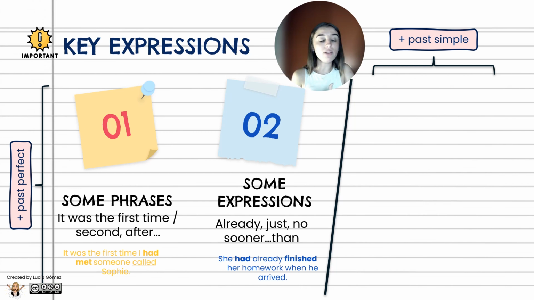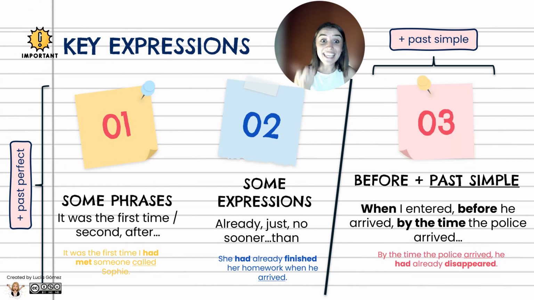Y en el otro hueco, si es que, insisto, no me lo dan, meteré el past simple. ¿Qué pasa? Que, por ejemplo, when, como podéis ver ahí, pues siempre va a llevar past simple. Y es que hay una serie de expresiones como, por ejemplo, when, before, or by the time, that after these expressions we are going to use past simple. And in the other gap that is empty, we will use the past perfect simple. For instance, when I entered the room, he had already left.